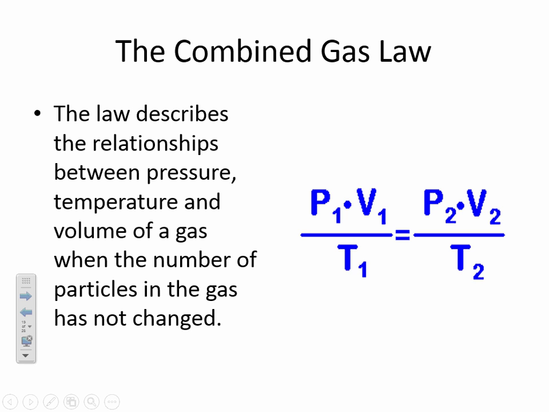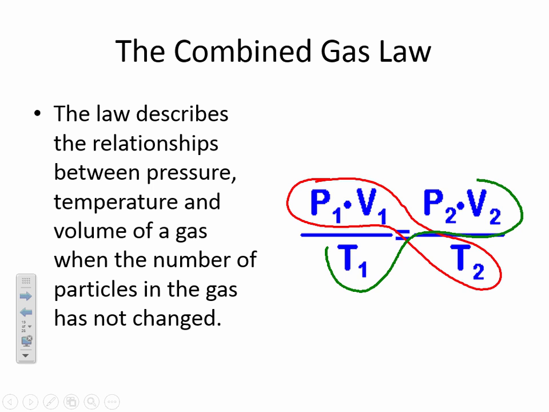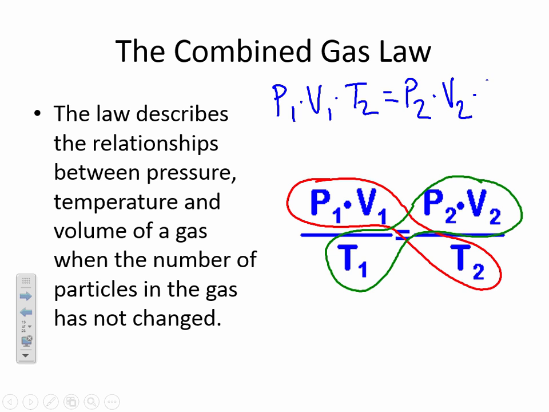Now, one way that I like to write this equation, instead of the division, is to cross multiply. And remember, when we cross multiply, we take this times this is equal to this times this. And we can rewrite this equation as P1 times V1 times T2 is equal to P2 times V2 times T1. Now, a couple things with these equations. You do not have to memorize them. They will be given to you. So we're just kind of going through the equations, but they will be given to you.